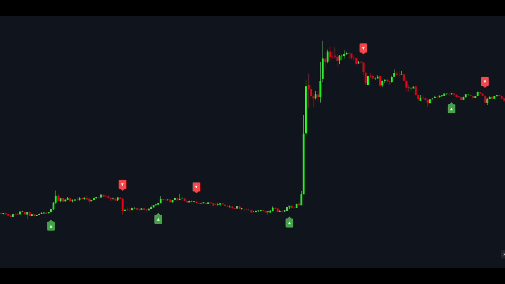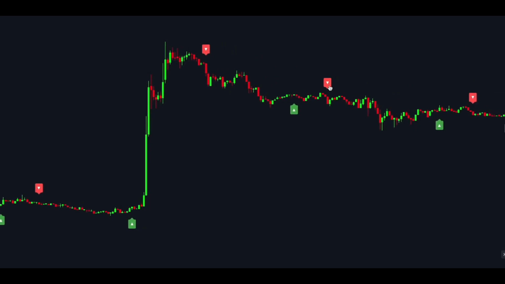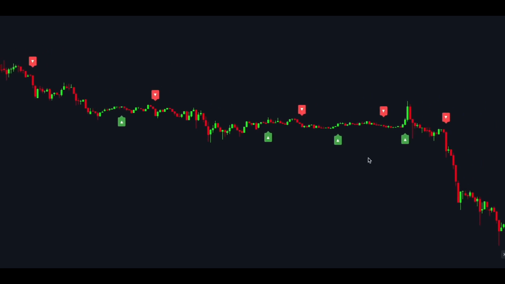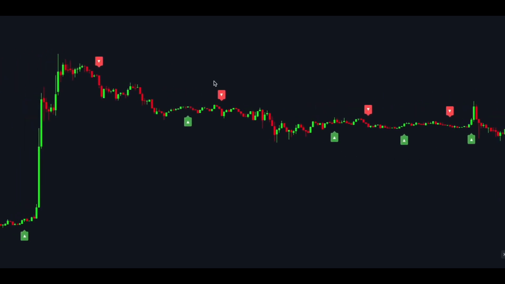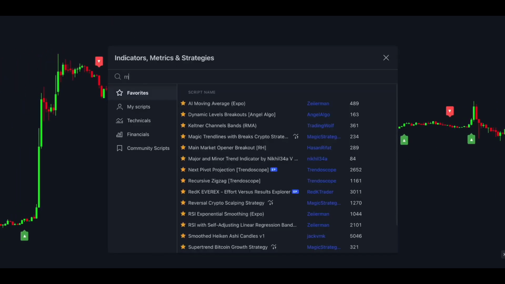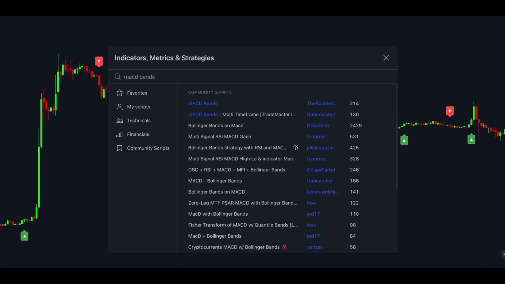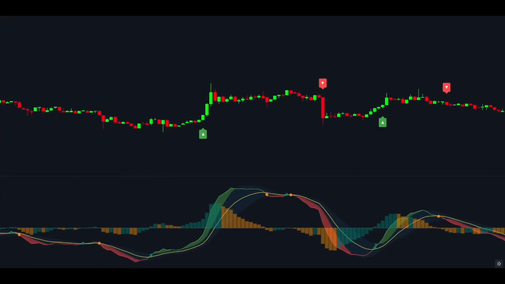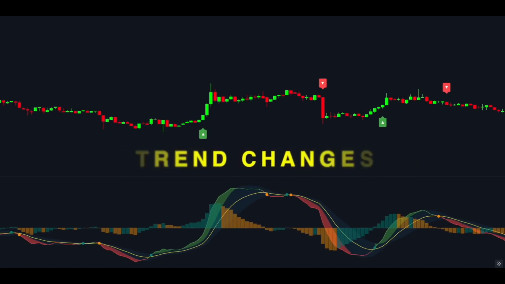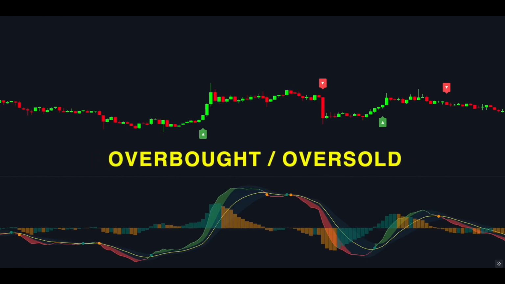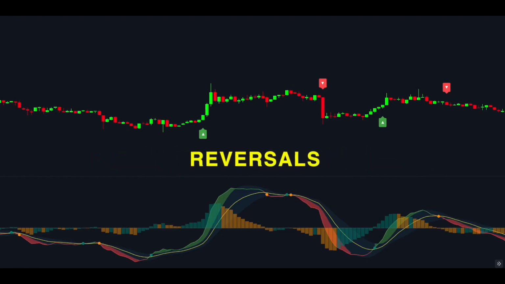Although these buy and sell signals are quite accurate in a trending market, the indicator still requires a filter that would cancel signals at price compression. I spent hours searching for a perfect indicator for that purpose and found the MACD bands, multi-time frame by TradeMaster Indicator. MACD is a classic, trend-following indicator that uses moving averages to identify changes in momentum. It can be used to identify trend changes, overbought and oversold conditions, and potential reversals.